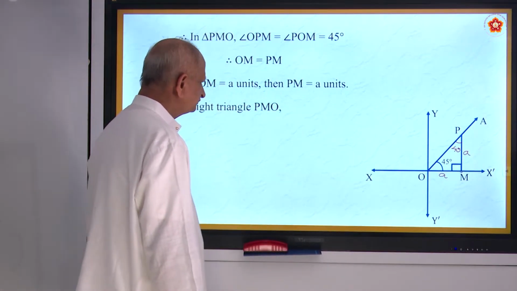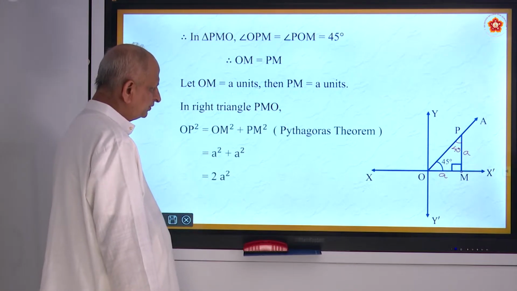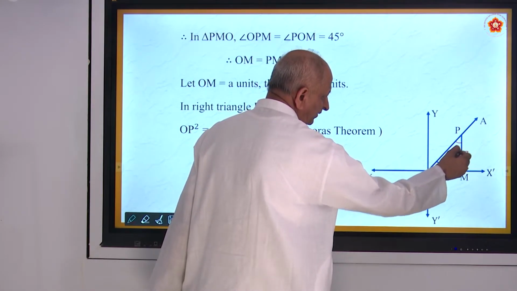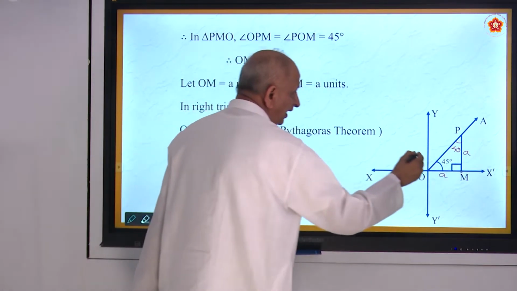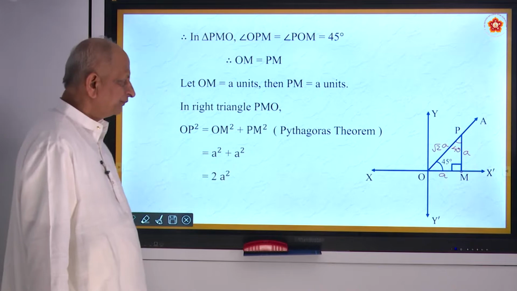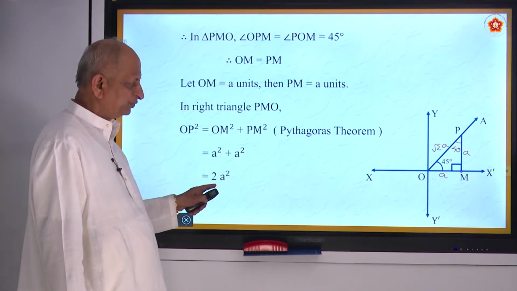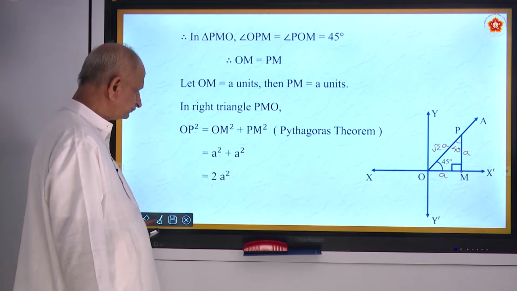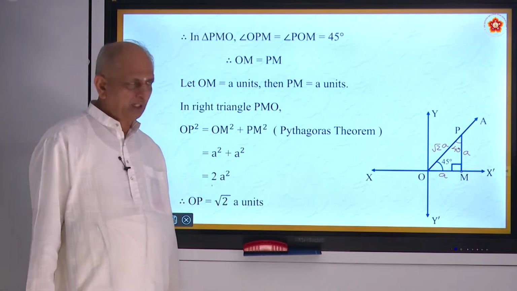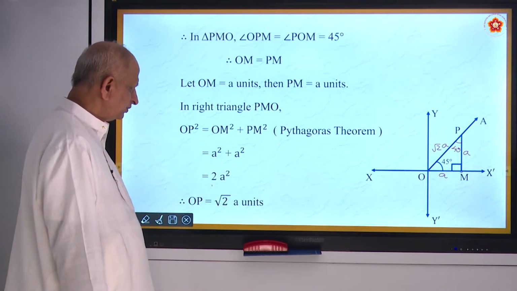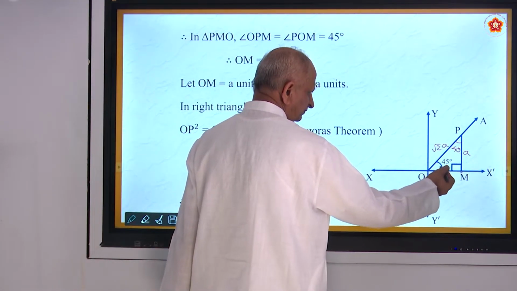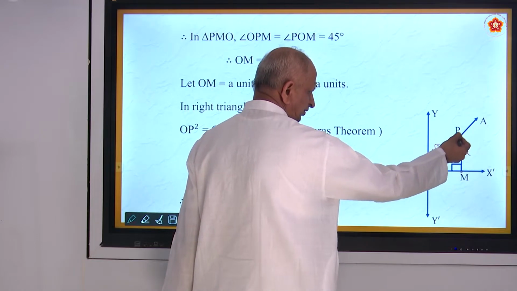And what about OP? OP is the hypotenuse. So by Pythagoras theorem, sum of the squares of the two sides, A squared plus A squared becomes 2A squared, and then OP becomes root of 2 A. Is it not? So OP squared is 2A squared, and then OP becomes root 2 A units. Now using these sides, one side is A, that is called adjacent side, this is called opposite side, this is called hypotenuse.